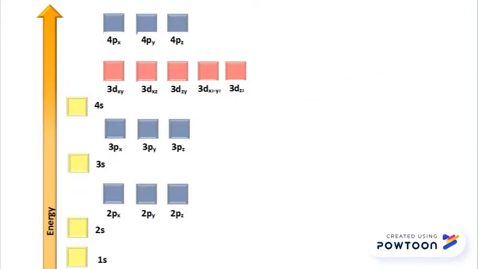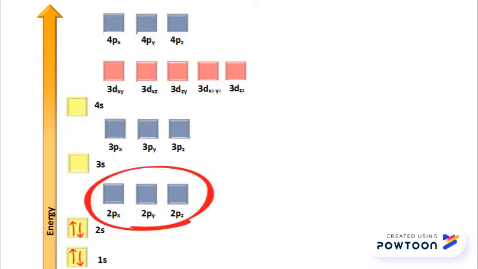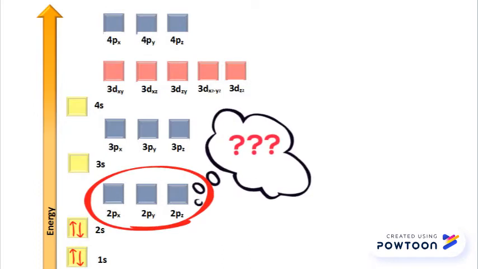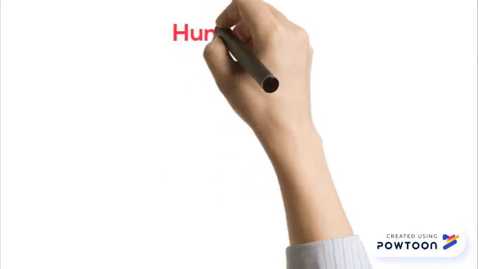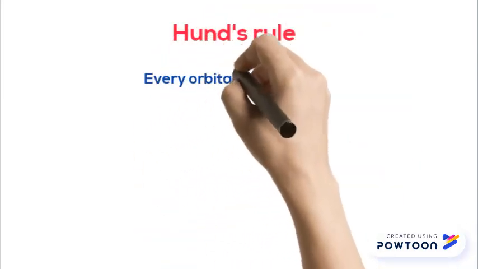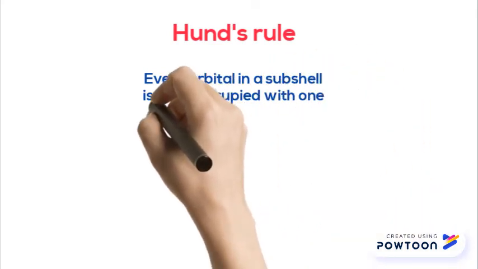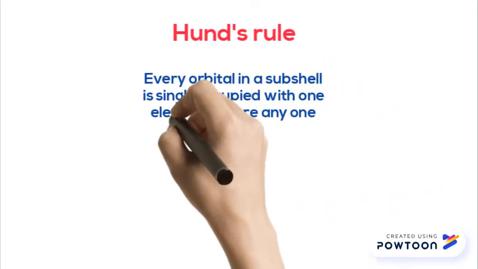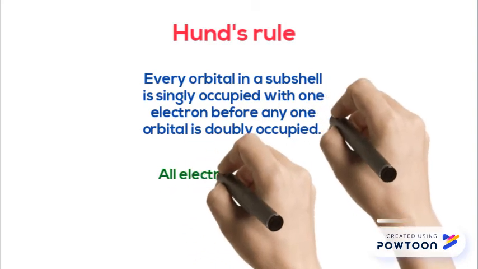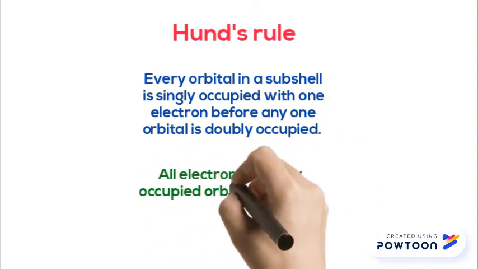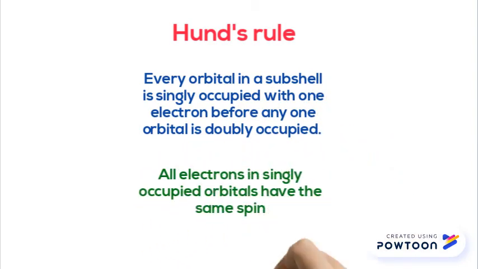If we want to write the electron configuration of atoms with more than 4 electrons, we need to fill the degenerate orbitals such as the p orbitals. To do this, we need a new rule. Hund's rule states that every orbital in a subshell is singly occupied with 1 electron before any one orbital is doubly occupied. Also, all electrons in a singly occupied orbital have the same spin.